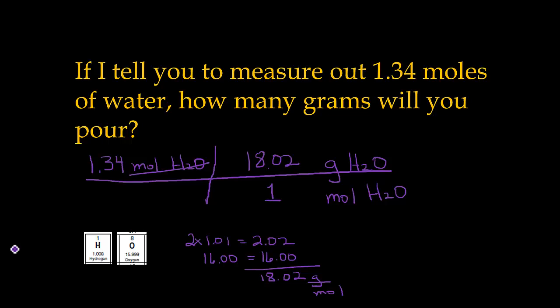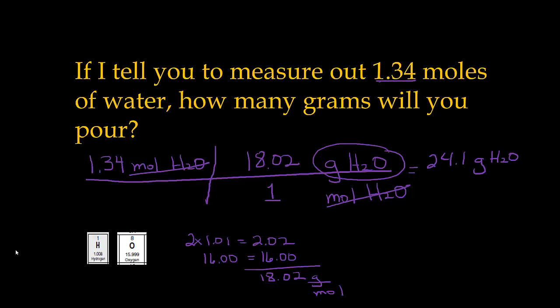Now our moles of water go away and we're left with grams of water, which is what we want. So it's 1.34 times 18.02 divided by 1, and that answer is 24.1 grams of water. I have 3 significant digits here, so that's why I cut it off at 24.1 and had 3 significant digits here.